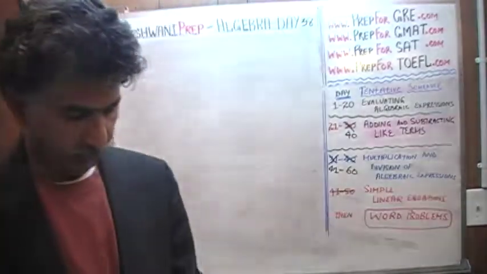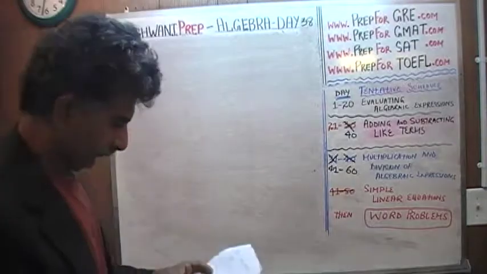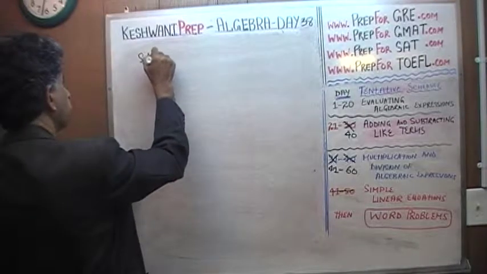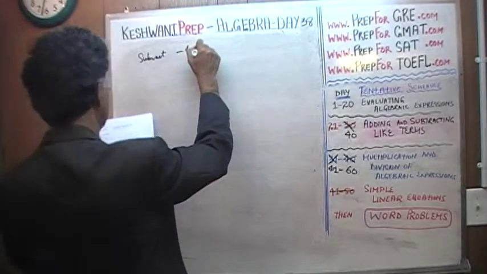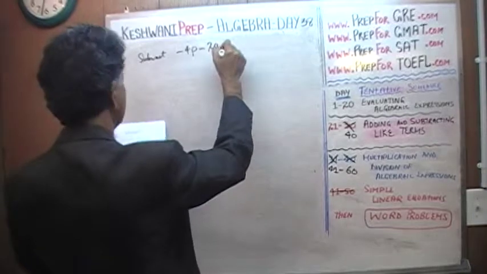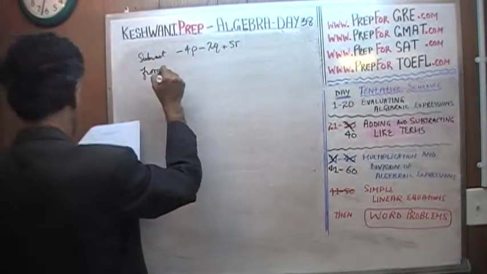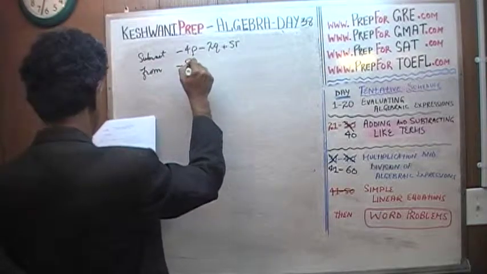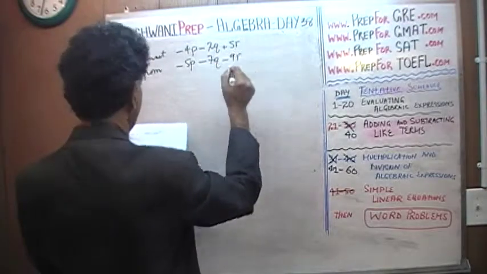Okay. So today we are learning how to subtract one expression from the other. So here's the problem. It says subtract negative 4p, negative 2q, positive 5r from negative 5p, negative 7q, negative 9r.